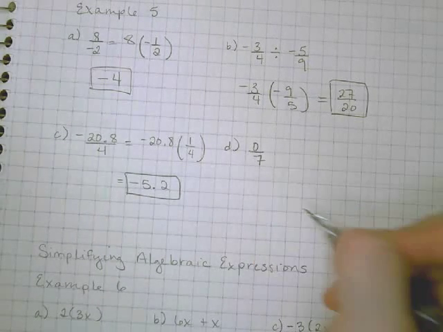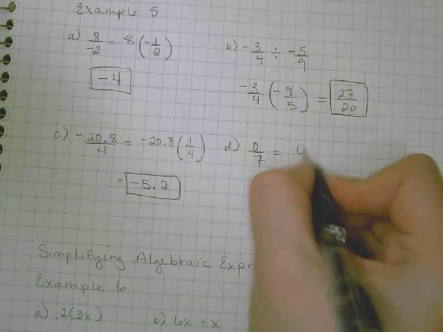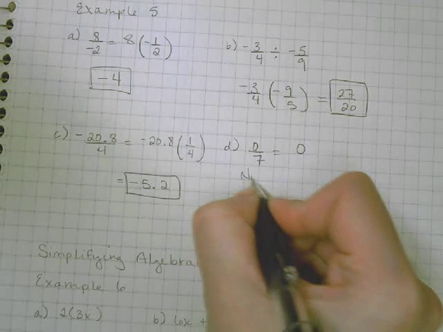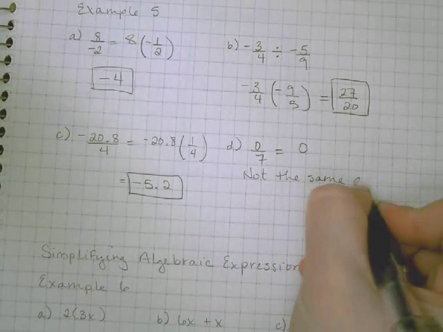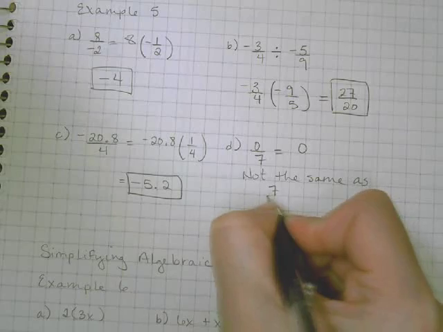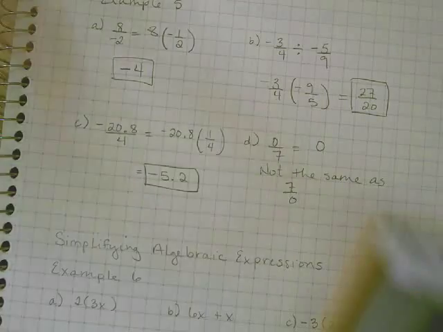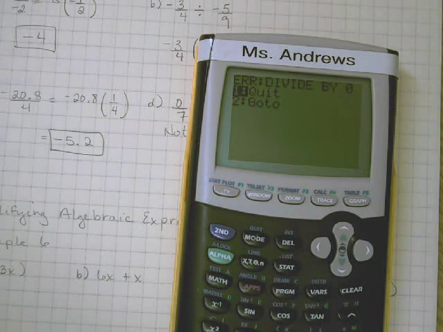0 divided by 7, 0 divided by anything is going to give me 0. Now, I do want to point out that is not the same as 7 divided by 0. If you check this on the calculator, 0 divided by 7 is simply 0. 7 divided by 0, you get an error because in math, you can't divide by 0.